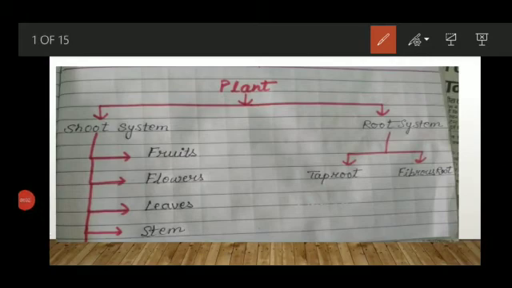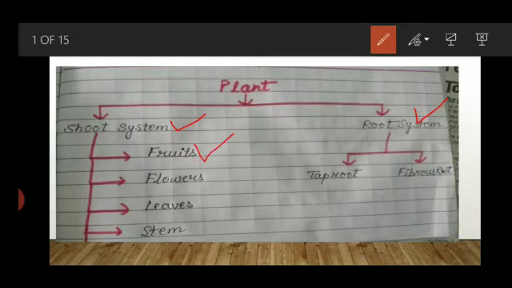Students, as we have already seen in the diagram, the plant is divided into different parts. So once more I am giving a classification of plants. You can see I have divided a plant into two main parts. Number one is the shoot system and number two is the root system. What are the other parts of the shoot system that you have seen in the diagram? Once more I am clarifying this.